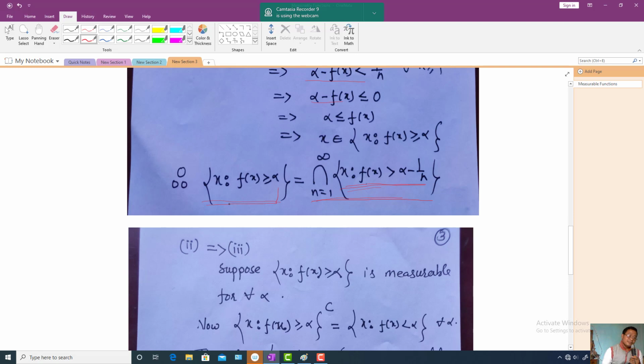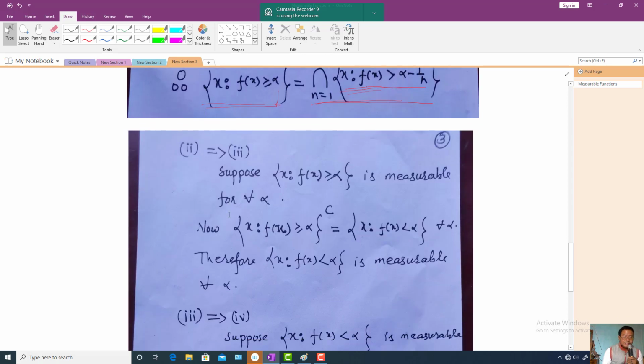Next, let us assume statement number 2 is correct, and now let us prove statement number 3. This is statement number 2: the set of x such that f of x is greater than or equal to alpha is measurable for all alpha. For any alpha you take, this set is always measurable.